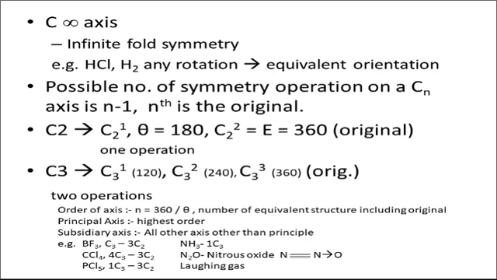Here you have been given some examples. For example, BF3, there is one C3, 3 C2. Same way CCl4, there are 4 C3 and 3 C2. In PCl5, there is one C3 and 3 C2. Ammonia, there is one C3. Same way laughing gas, that is known as nitrous oxide, N triple bond N O. It is a linear molecule, it will have a C infinity axis of symmetry. You can try this molecule for better understanding.